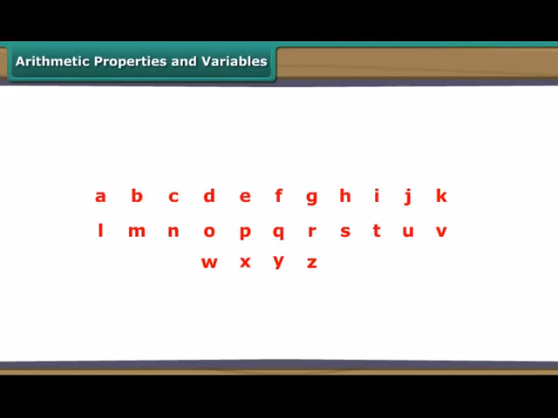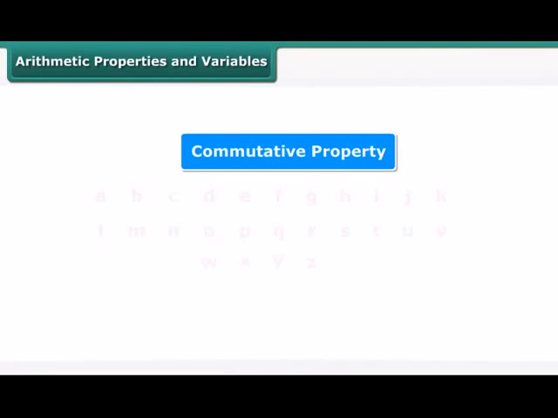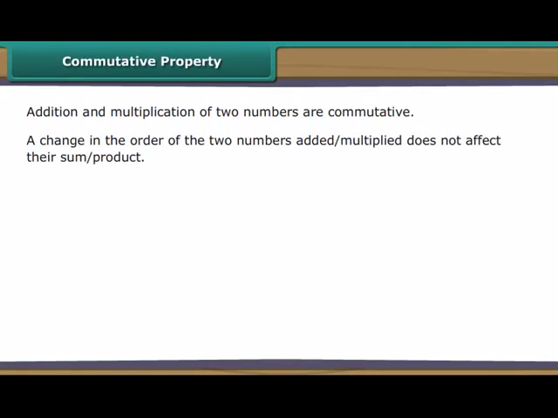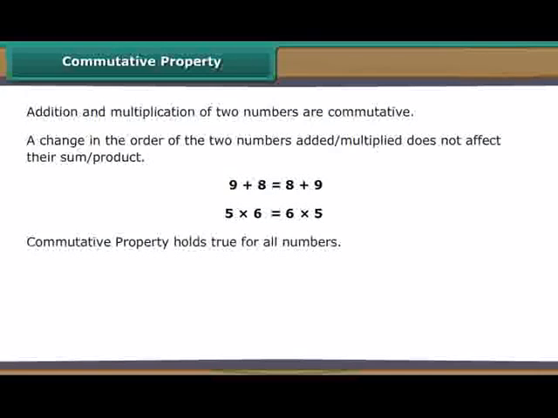Arithmetic properties and variables. Let us now express some commonly used arithmetic properties with the help of variables. These properties are commutative property, associative property, and distributive property. The commutative property. Addition and multiplication of two numbers are commutative. In other words, a change in the order of the two numbers added or multiplied does not affect their sum or product. 9 plus 8 is the same as 8 plus 9. 5 into 6 is the same as 6 into 5. The commutative property holds true for all numbers. We can therefore generalize it with variables as a plus b is equal to b plus a. A into B is equal to B into A.